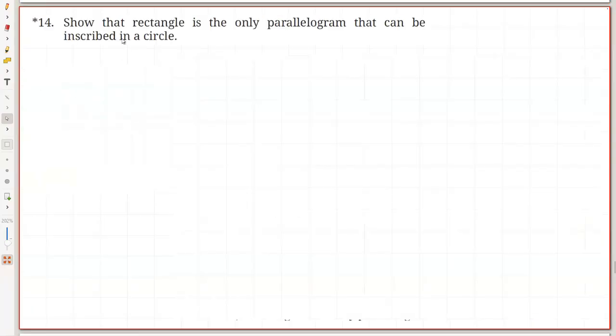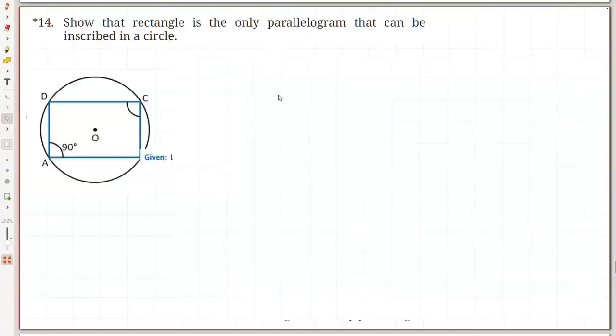Question number 14. Show that a rectangle is the only parallelogram that can be inscribed in a circle. Let me show first the diagram. If I take ABCD is a parallelogram, I have to prove ABCD is a rectangle. How can I prove ABCD is a rectangle?